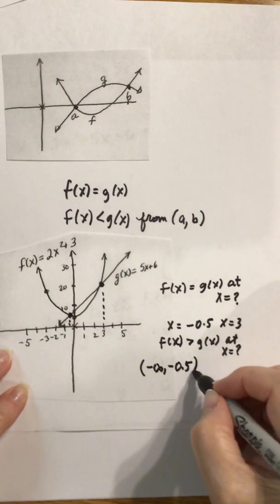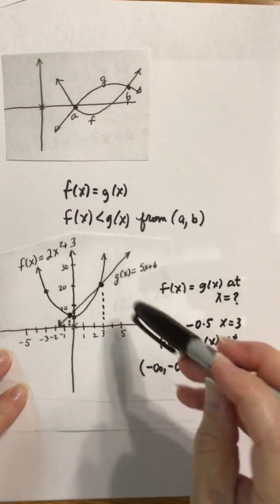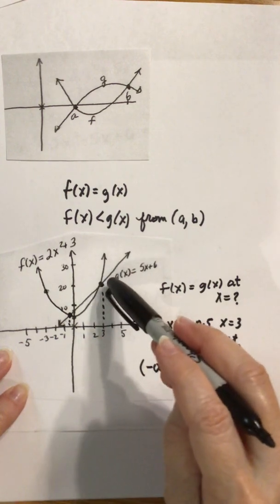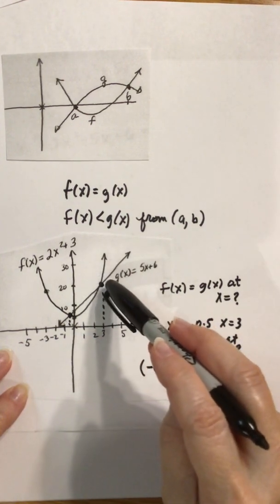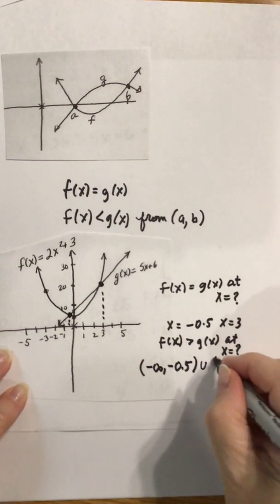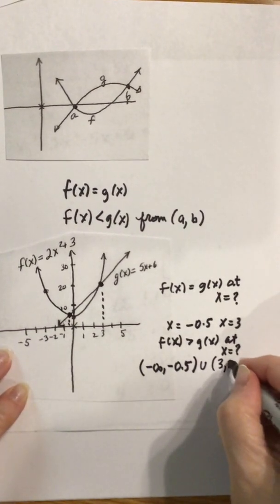Now that's only one part where it's above. We also know it's above over here from this dot going up. The g of x is below, so this would be greater than. So the greater than is going to be what? Union with 3 to infinity.